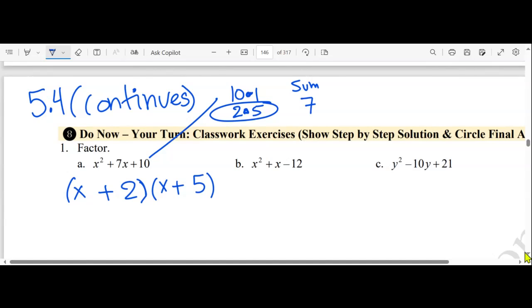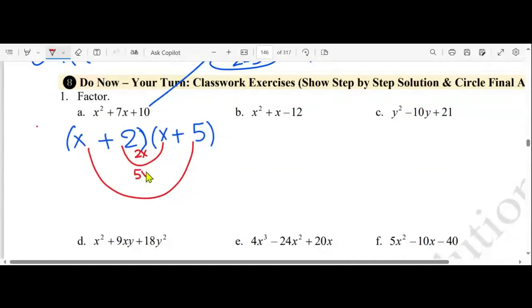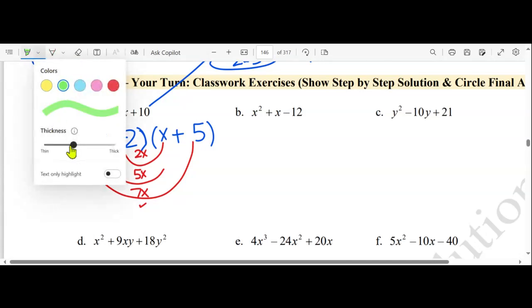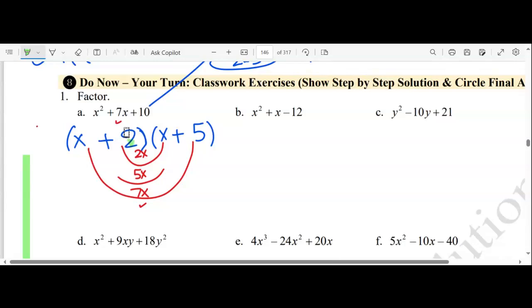Now, how can I check my answer? Who can tell me? Distribution. Do the happy face, right? So you have 2x here and you have 5x. Does it give you 7x? Yes, 7x. So you already have 7x and 7x. Now, also, you need to check the last two terms. Where are the last two terms? 2 times 5. Does 2 times 5 give you 10? Yes. The answer is yes.